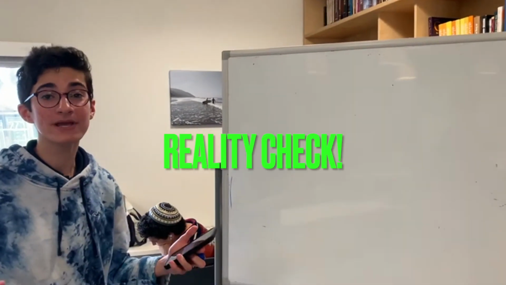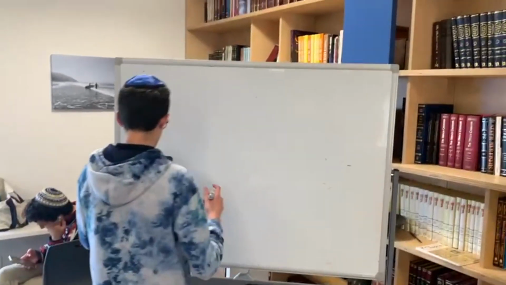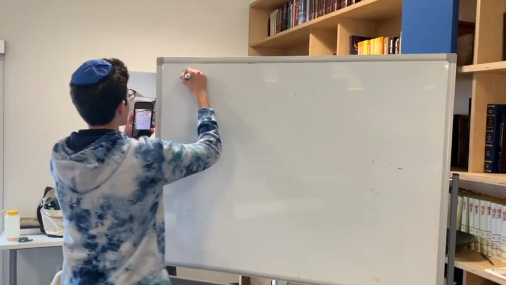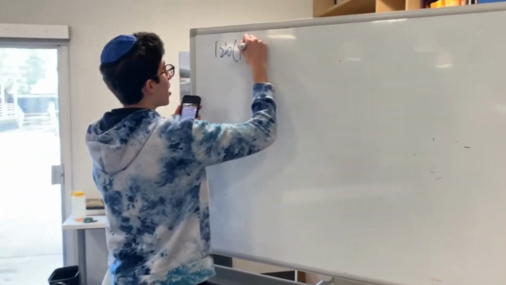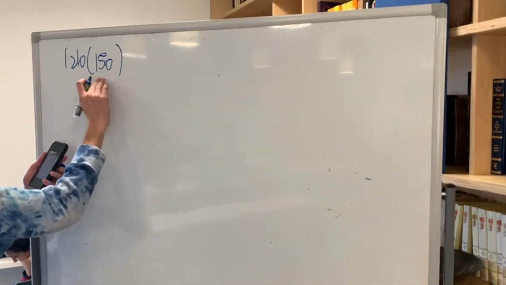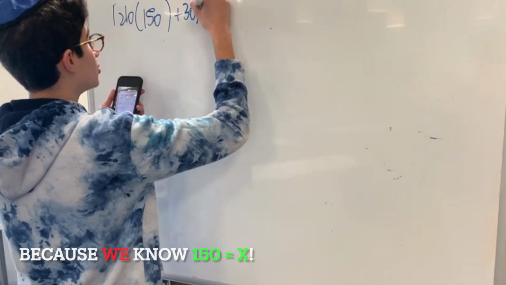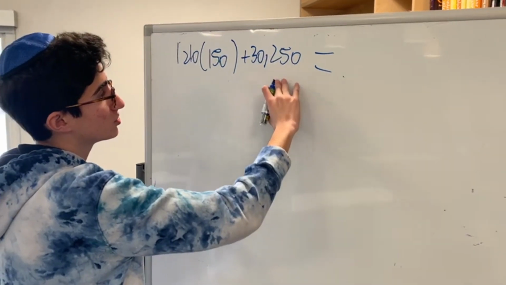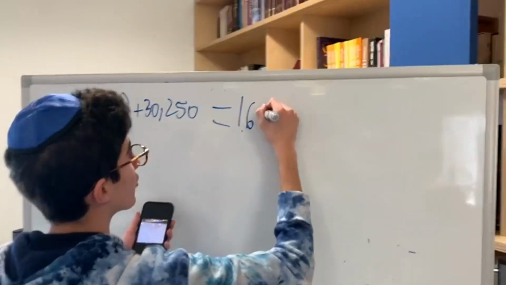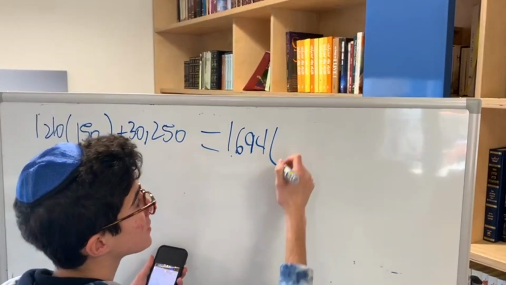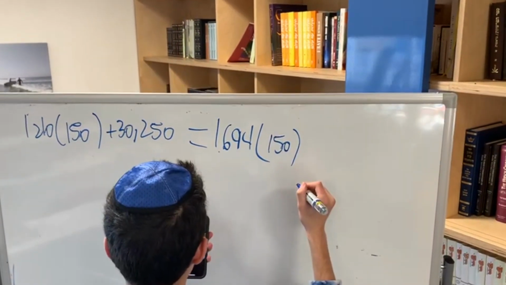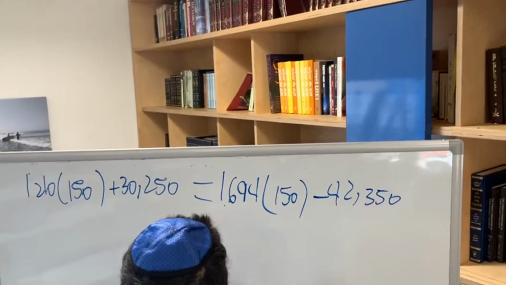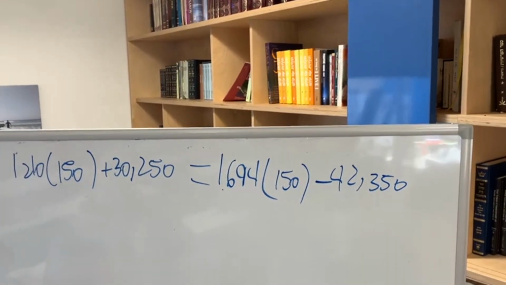Now let's do a reality check to make sure we did this correctly. We know that 150 is x, so let's plug x into the equation. 1,210 times 150 plus 30,250 is equal to 1,694 times 150 minus 42,350. There used to be an x here, but we found out x is 150. So now let's just get all this and multiply it.